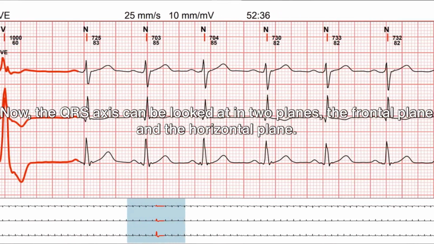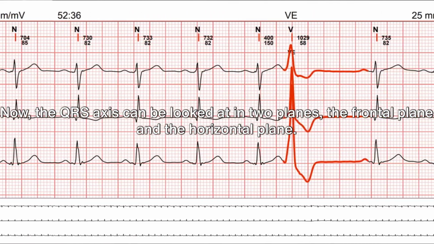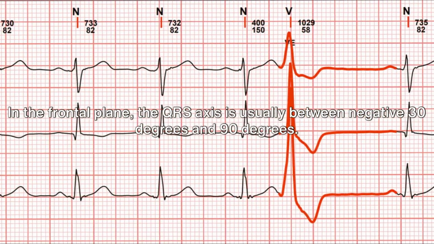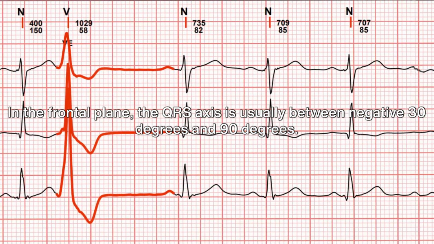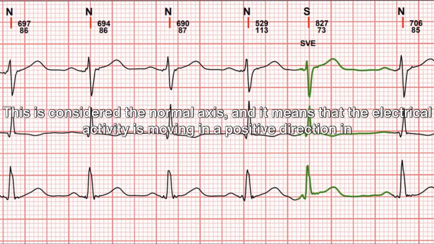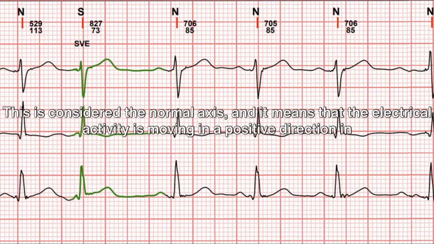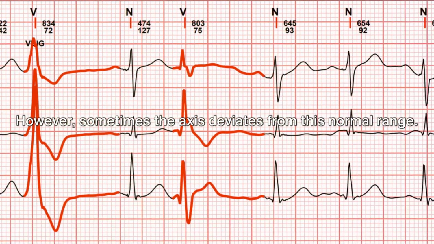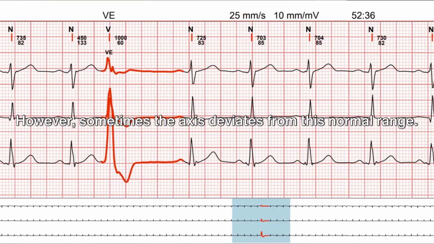Now, the QRS axis can be looked at in two planes, the frontal plane and the horizontal plane. Let's break these down. In the frontal plane, the QRS axis is usually between -30 degrees and 90 degrees. This is considered the normal axis, and it means that the electrical activity is moving in a positive direction in leads 1 and 2. However, sometimes the axis deviates from this normal range.